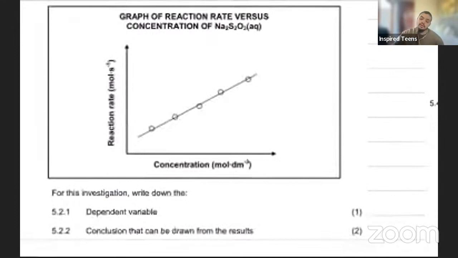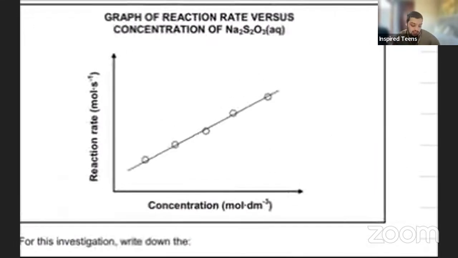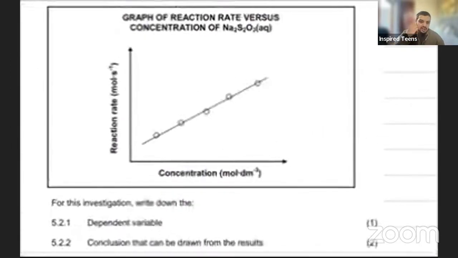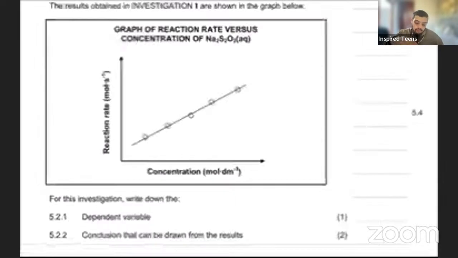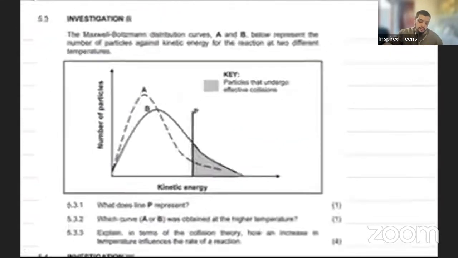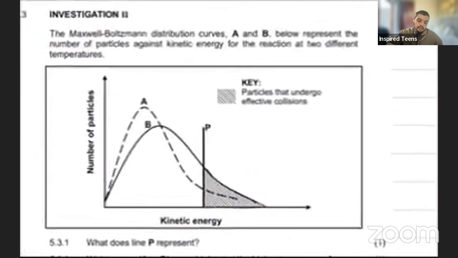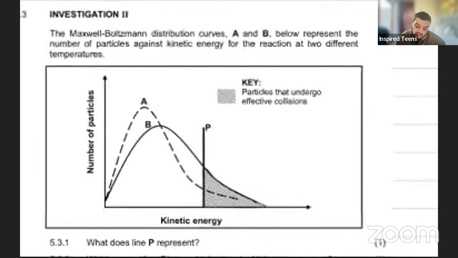Conclusion that can be drawn from the results. Here we can see that the higher the concentration, the higher the rate of reaction. That's the conclusion that can be drawn. Rate of reaction increases with an increase in concentration, or rate of reaction is proportional to concentration, you get your 2 marks. Okay, let's have a look at this. Investigation 2, the Maxwell-Boltzmann distribution curves A and B below represent the number of particles against kinetic energy for the reaction at 2 different temperatures.